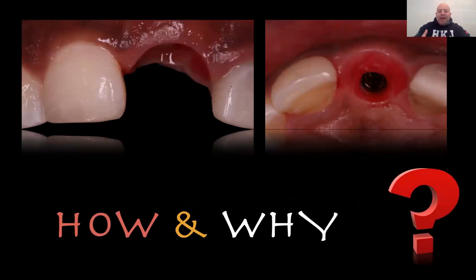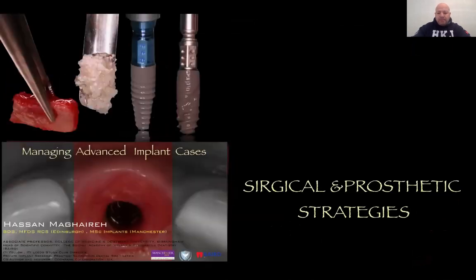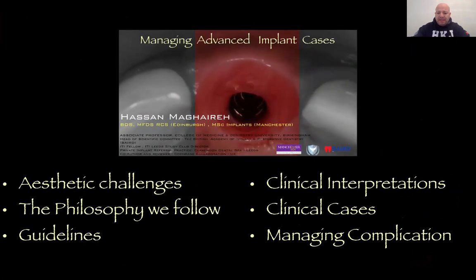Now, I could show you how to do it, but I think what's more important is to understand why we're doing this. And whenever we ask the question why, surely the answer needs to be based on evidence-based data and sound understanding of oral biology. So what we're going to talk to you about today is how you can integrate surgical and prosthetic strategies together in order to achieve happy patients with great results when it comes to implant dentistry.